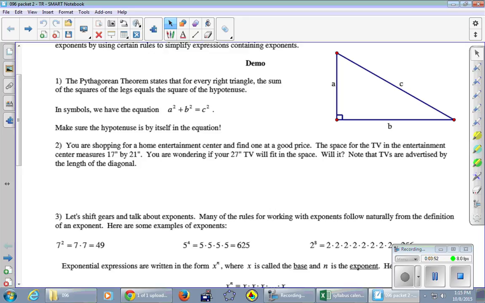So let's try number 2 to make sure we're good with that theorem. You're shopping for a home entertainment center and find one at a good price. The space for the TV in the entertainment center measures 17 inches by 21 inches. You are wondering if your 27-inch TV will fit in the space. Will it? Note that TVs are advertised by the length of the diagonal. So when we say the TV is 27 inches, we are talking corner to opposite corner. All right? Anybody know why people advertise TVs by the diagonal as opposed to the length or the width?